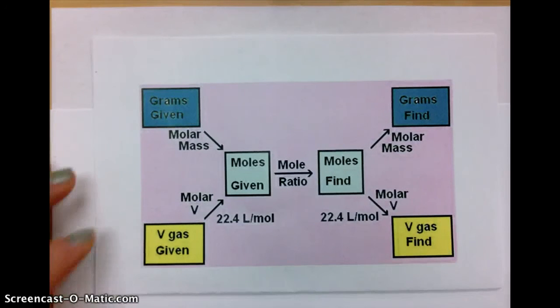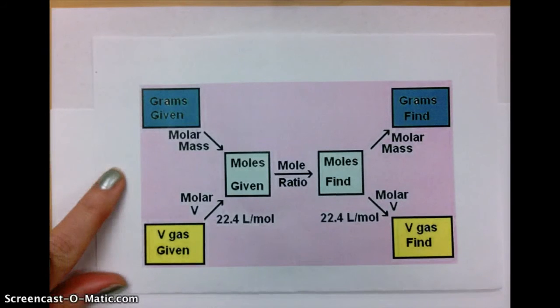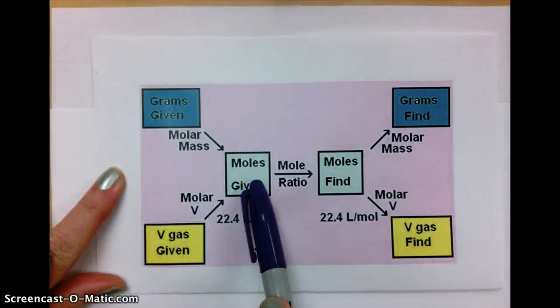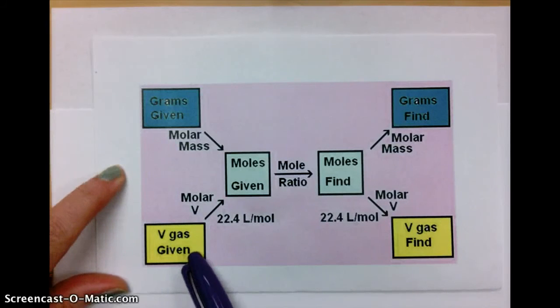Typically with stoichiometry problems we have a balanced reaction and we are asked to calculate something regarding the balanced reaction. We're usually given some information about one of the chemicals in the reaction and we're asked to find out something about one of the other chemicals in the reaction. So we can typically be given grams, we can be given moles, or we can be given volume if it's a gas chemical in the balanced reaction.